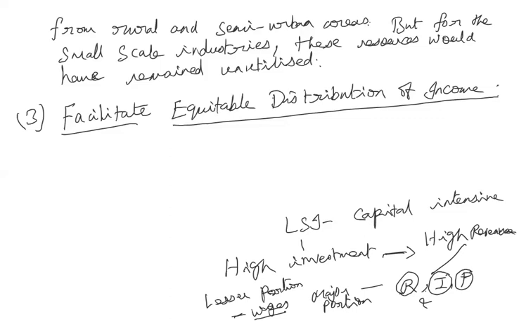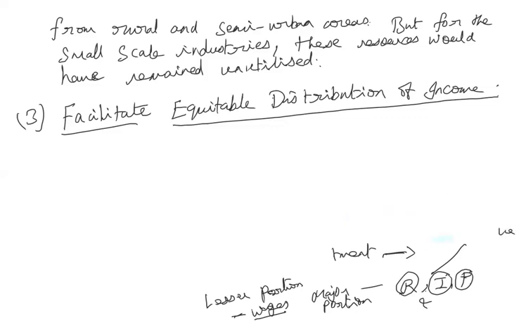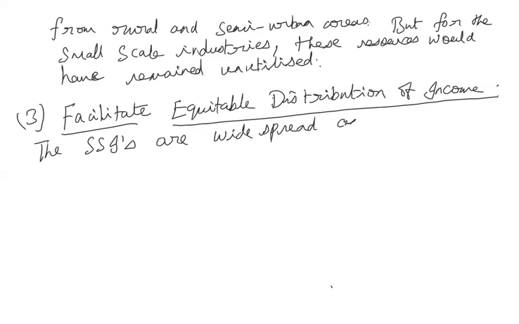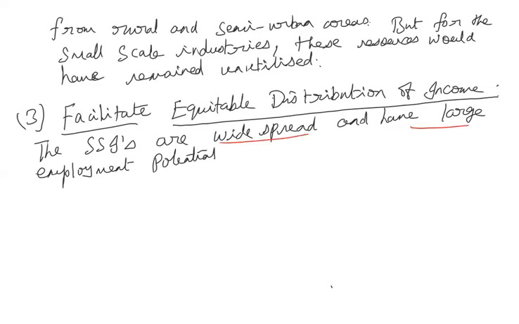But small scale industries are exactly the opposite. They are labor intensive and the investment is less, and most of the revenue is distributed in the form of wages. So in that way, it facilitates equitable distribution of income. So the SSIs are widespread, because they can be established anywhere, and have large employment potential. So both of these are leading to equitable distribution of income.